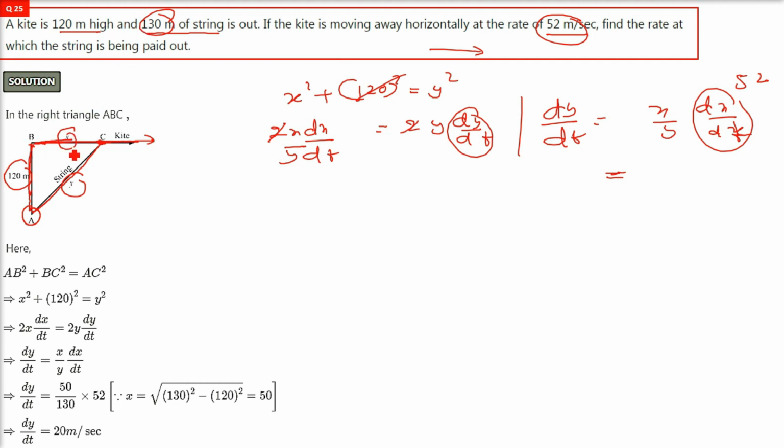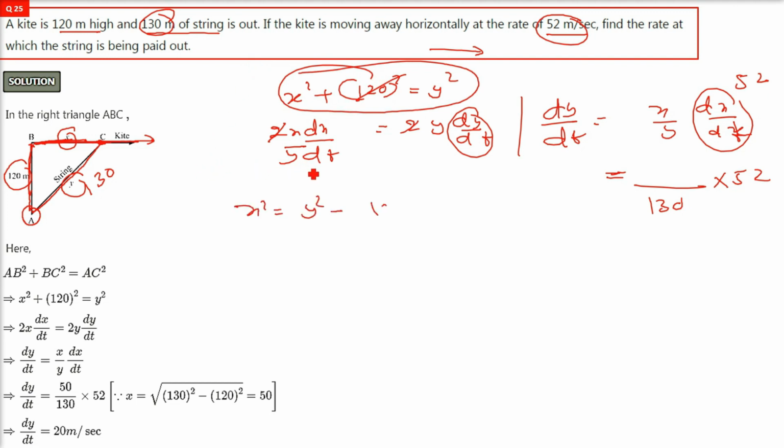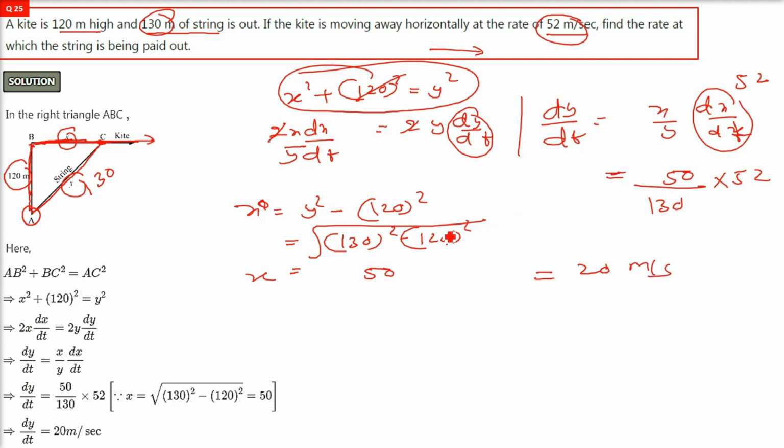X is to be known first. So 120, this is 130. So in order to get this x, we'll use the Pythagoras theorem again. So all the things which are known, I have just put it up, and next thing will be x square plus 120 whole square is equal to 130 whole square. So we get 130 whole square minus 120 whole square under root as x square. X will be equal to, this is going to be directly, I am writing it is 50. This is the final value. So this is 20 meter per second will be the final answer. This is dy by dt.